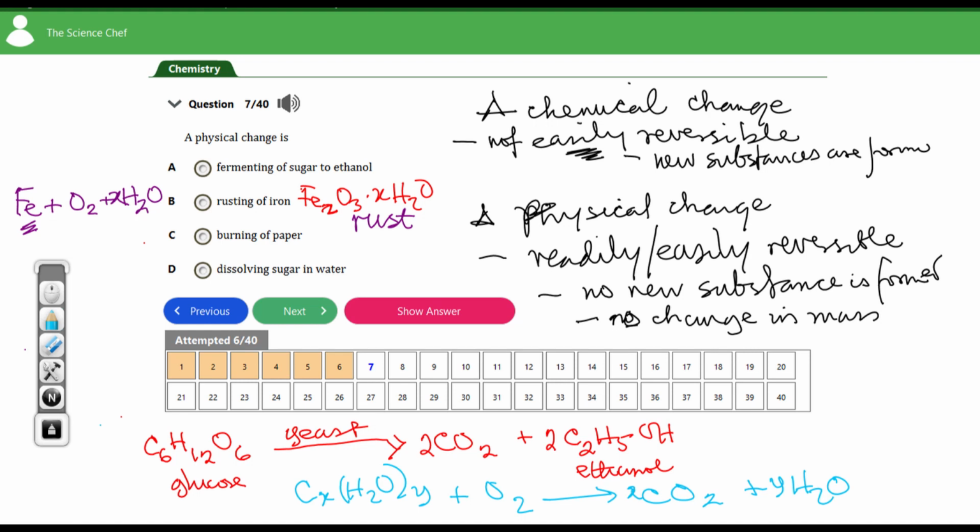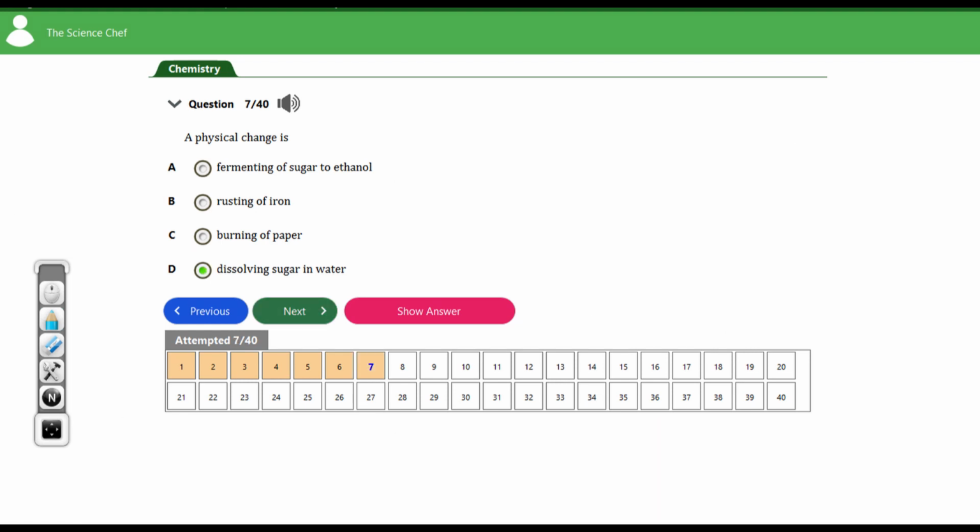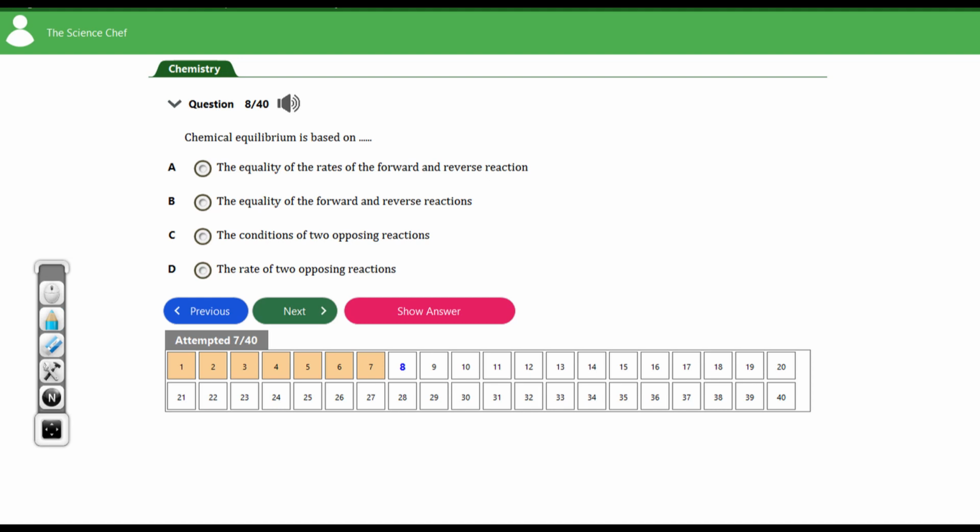So that means that no new substance was actually formed. There was no chemical combination in the process, right? It was just a mixture of two different constituents, which can be separated by physical means. So dissolution of sugar in water is a physical change. And the answer here is D.